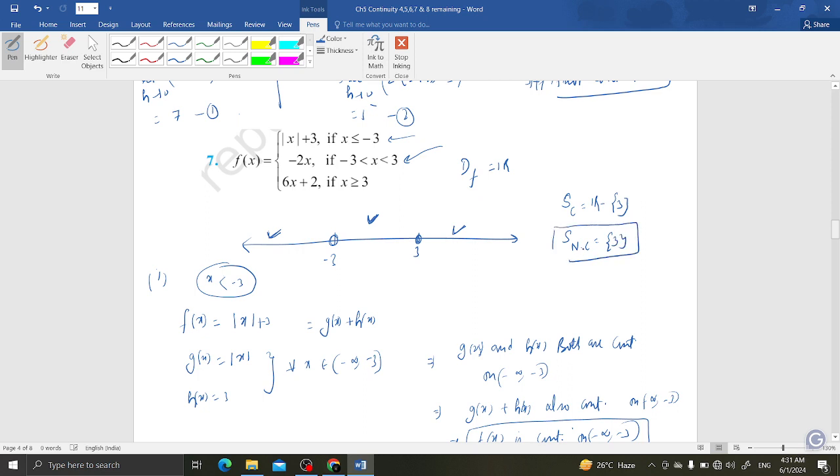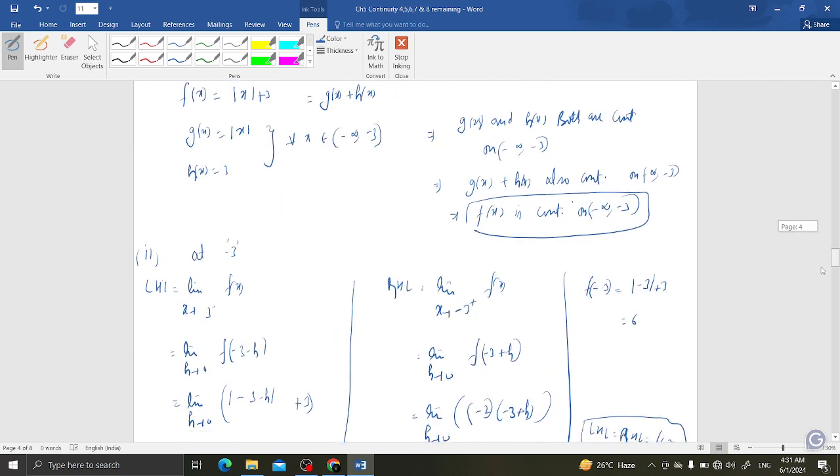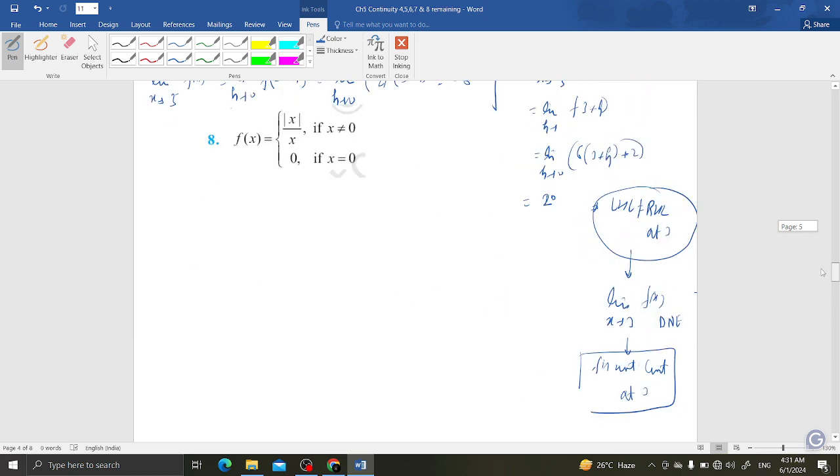Actually they are asking at how many points the function is discontinuous. Okay, so I hope you understand this question. Now move on to the next question.